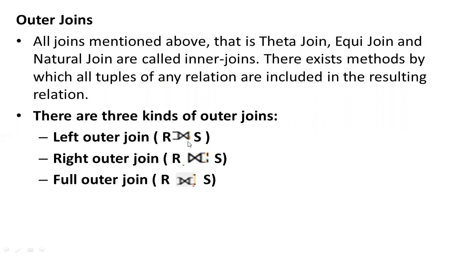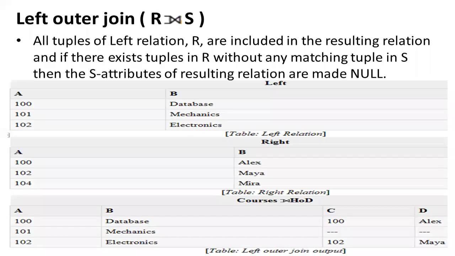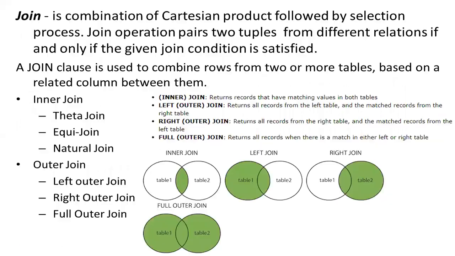This was the symbol we use for left outer join. This is the symbol we use for right outer join. This is the symbol for full outer join. You can just remember these symbol notations. Now, first we'll discuss the left outer join. Maybe in the introduction slide we said how the left outer join is performed, how the right outer join is performed, and how the full outer join is performed. If you want, you can have one more look.